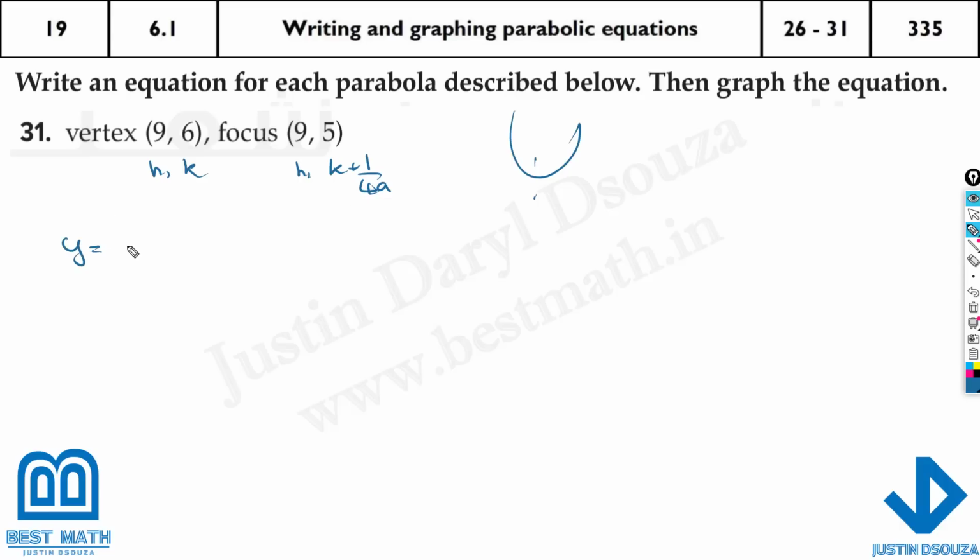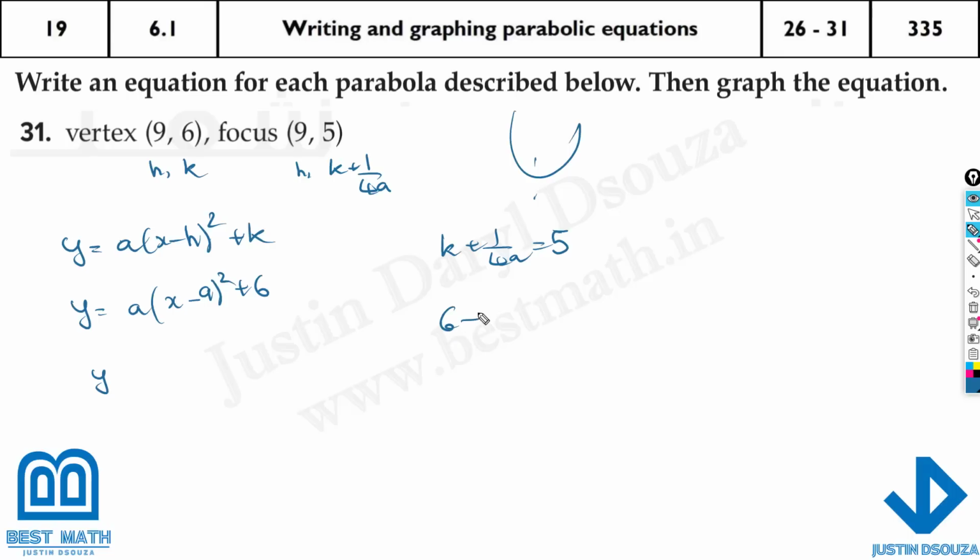Now this is y equals a times (x minus h) the whole squared plus k. This is the formula. A is unknown, but what is h? It's 9. And now what we do is we find the a value. We know k plus 1 by 4a will be equal to 5, and the k value is already given to be 6. That is 6 plus 1 by 4a equals 5.